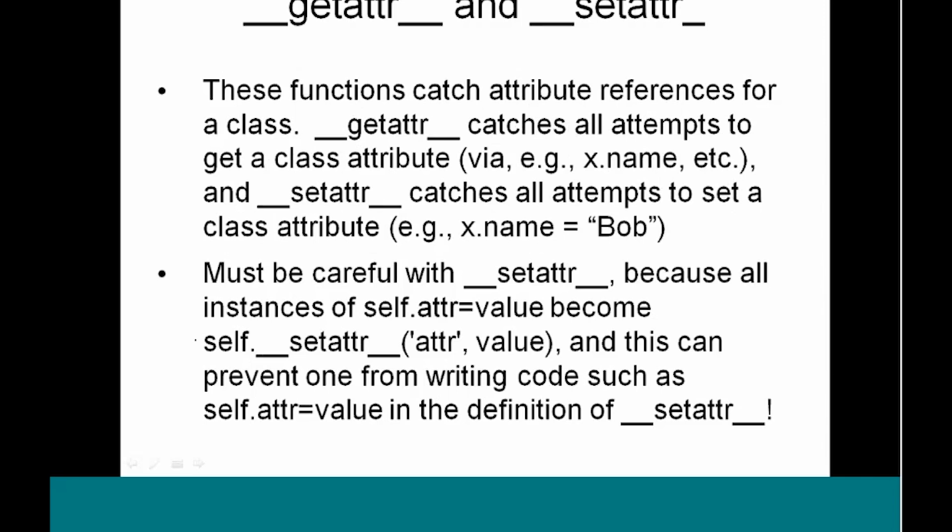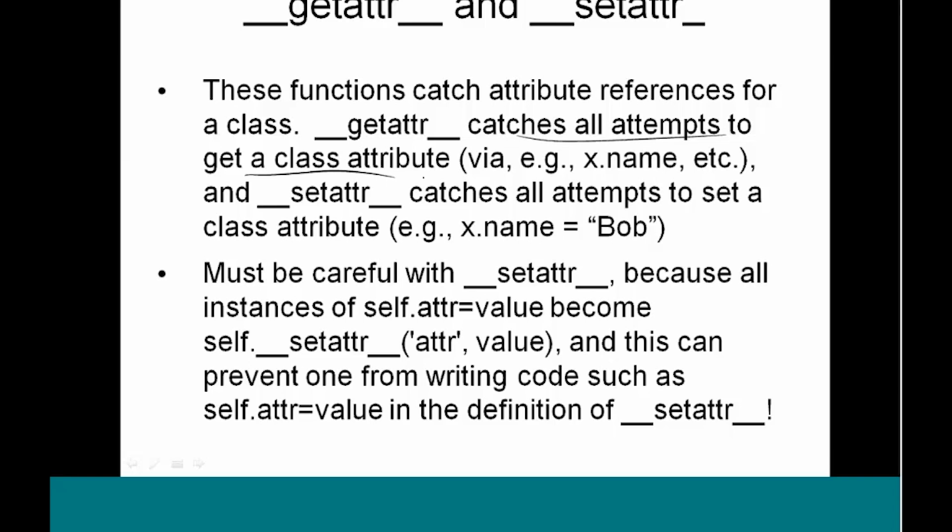Now there is more to the system-defined functions. One such pair is __getattr__ and __setattr__. These functions catch the attribute references for a class. __getattr__ catches all attempts to get a class attribute, for example x.name, etc. And then __setattr__ catches all attempts to set a class attribute, for example x.name equal to Bob.